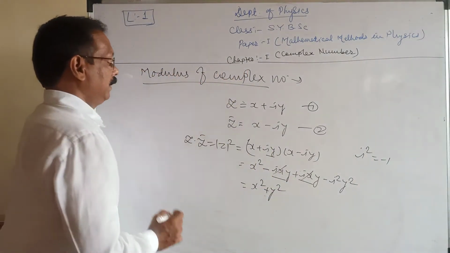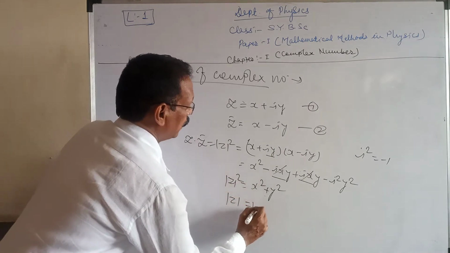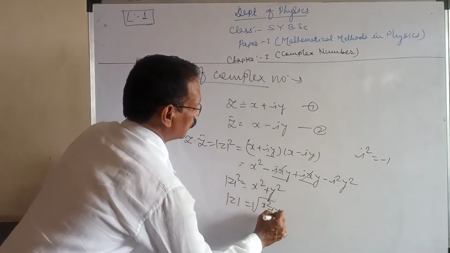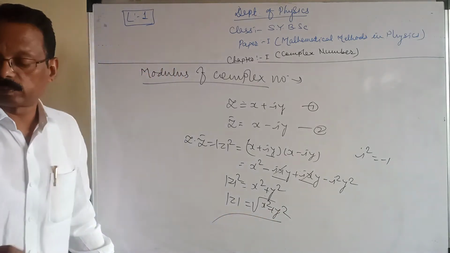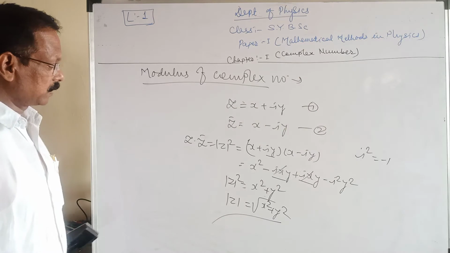Then what we get here is mod of z square. Then mod of z is equal to under root x square plus y square. So this is the modulus of z, and we can find it easily: it is under root x square plus y square.